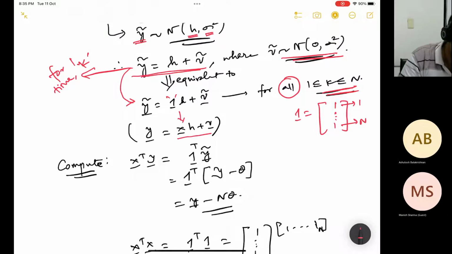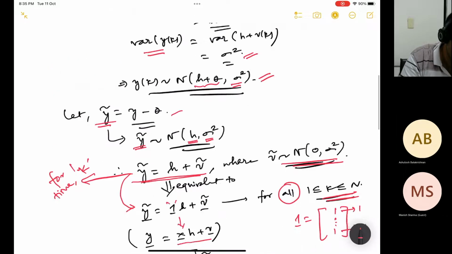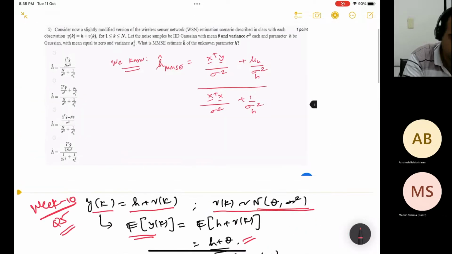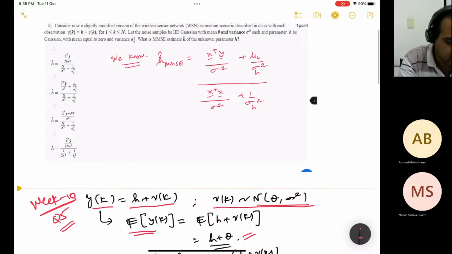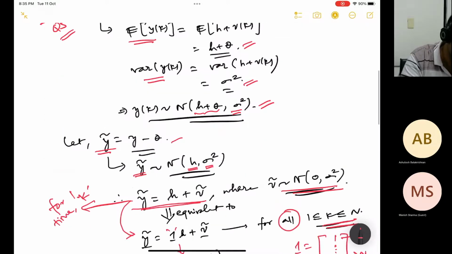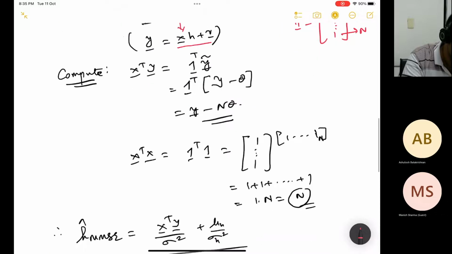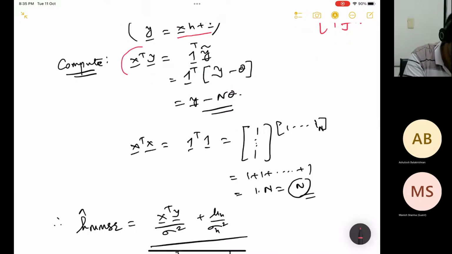Now if you remember, what all do we need? We need to compute h hat MMSE, and this is our expression. As you can see, h hat MMSE is basically x transpose y over sigma square plus mu h over sigma h square, divided by x transpose x over sigma square plus 1 by sigma h square. So first we need to compute x transpose y. So what will be x transpose y?